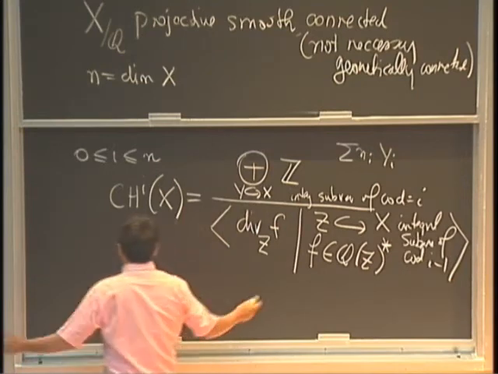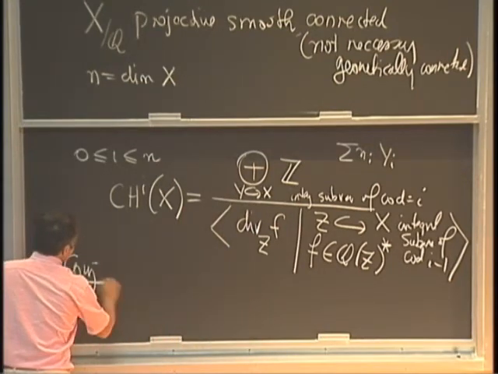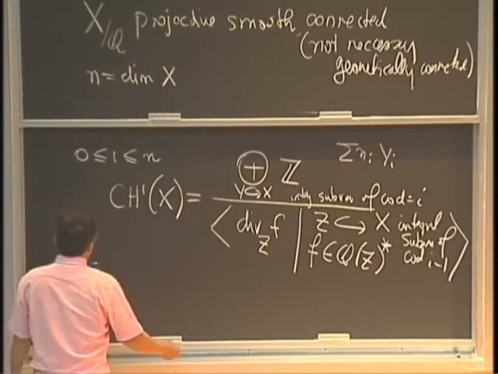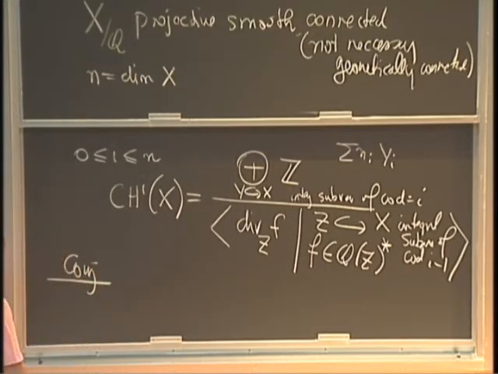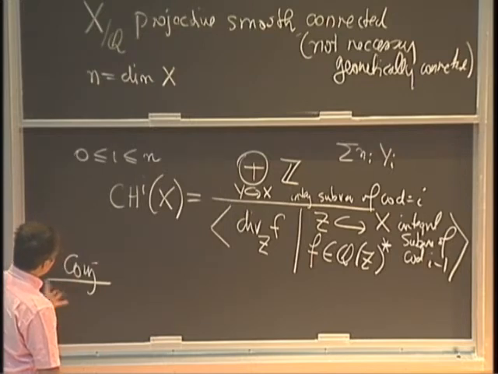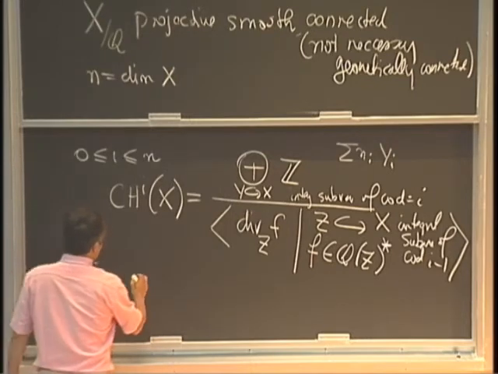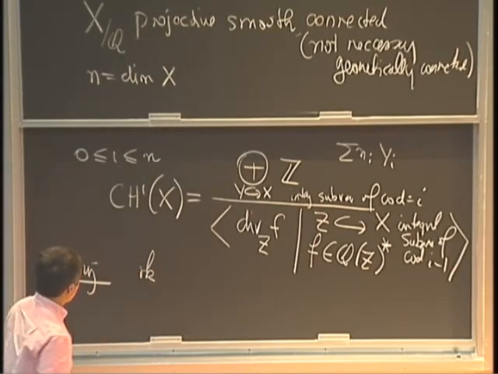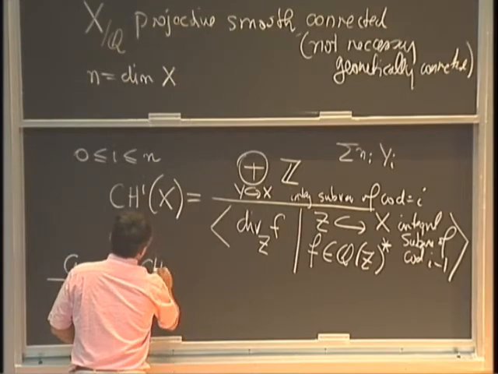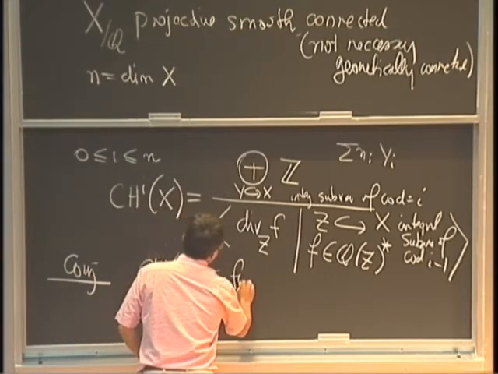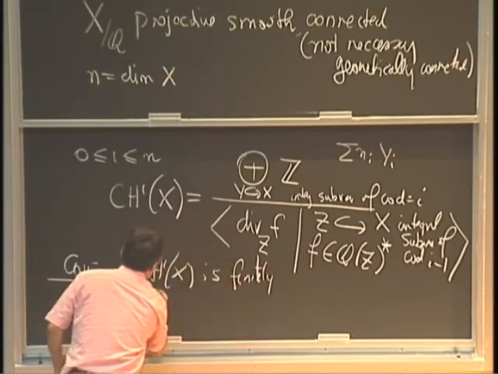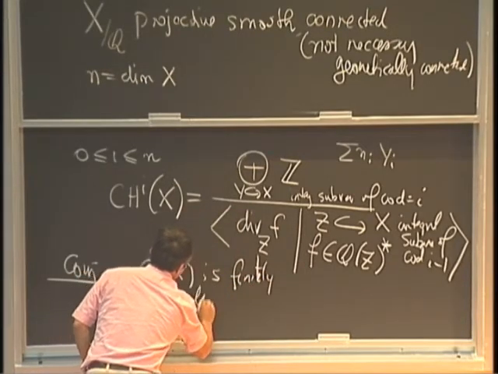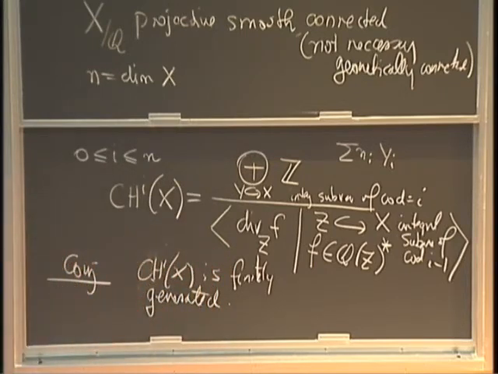The first conjecture is formulated by Beilinson and Bloch. I guess probably already known to Grothendieck that there's a rank. I mean, not a rank. So there's this group CH^i, and the conjecture is that it is finitely generated. I guess for the general situation, this is open. I'll give you an example.